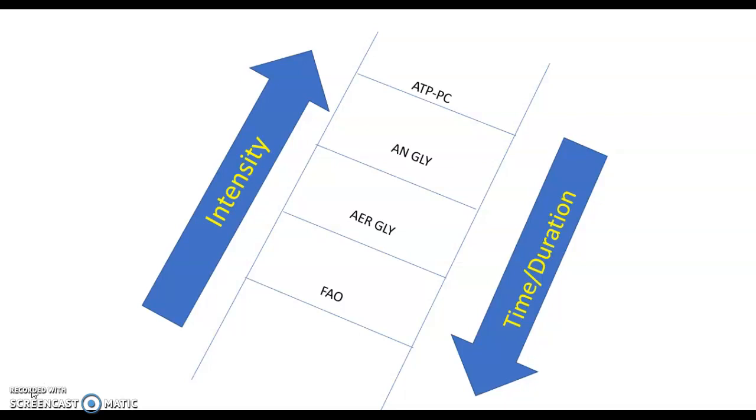So everyone knows our energy system ladder. The bottom of the ladder is fatty acid oxidation. Then we move up a rung to aerobic glycolysis, then anaerobic glycolysis, and then our ATP-PC system, which might also be referred to as phosphagens, is the top of the ladder. As intensity increases, we move our way up the ladder. And as time or duration increases, we generally have to move down the ladder.